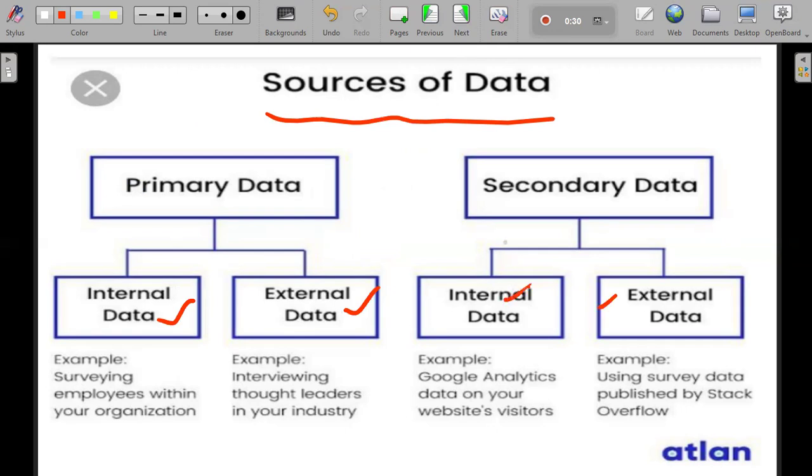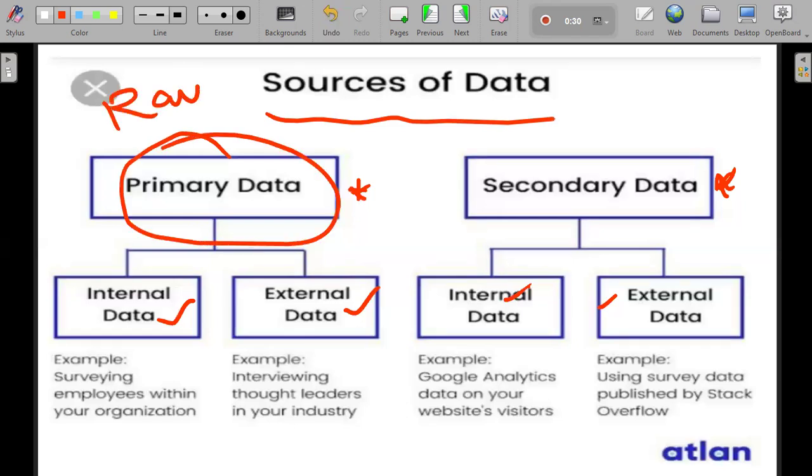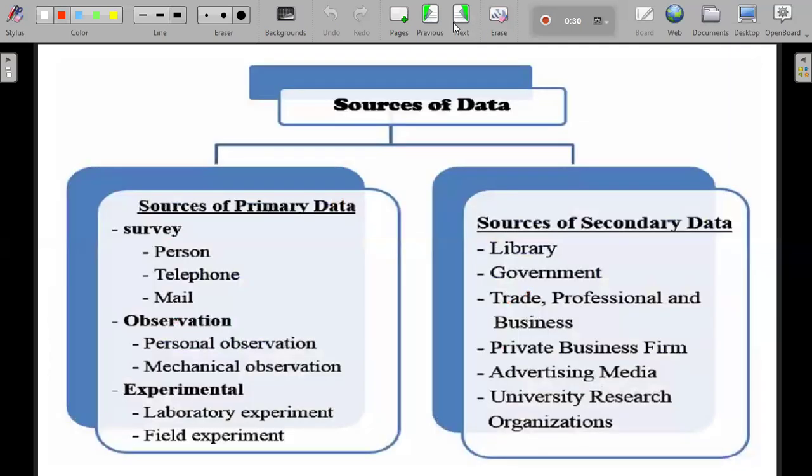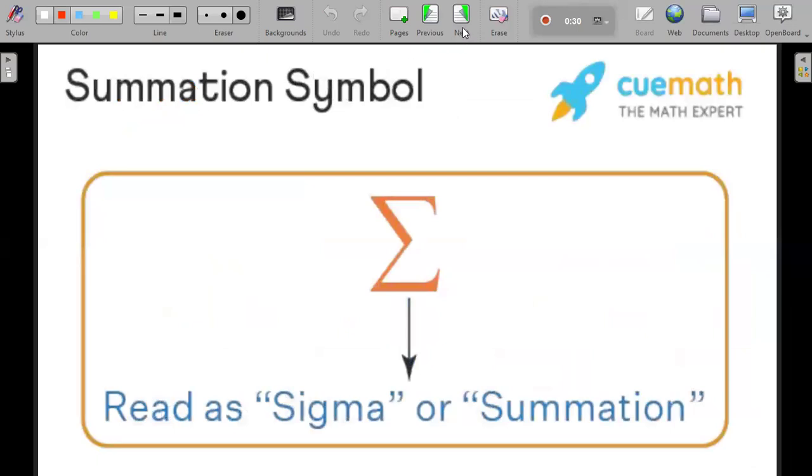Okay, and then it's also important to note that we have some primary data and some secondary data. So this primary data is just the raw data. You have just collected it. And then after you process it, it becomes secondary data. Okay, so that's that about that.